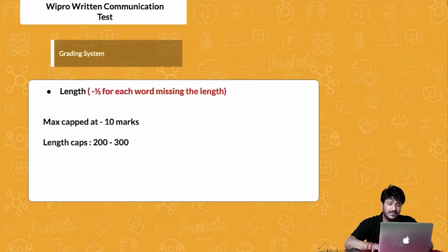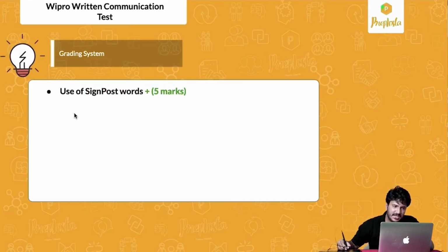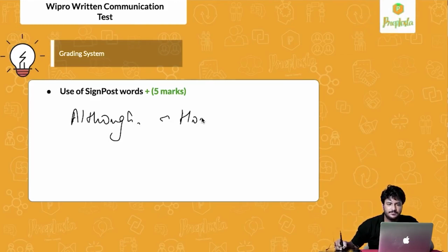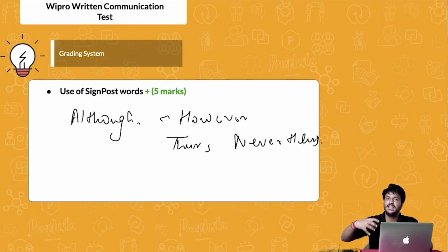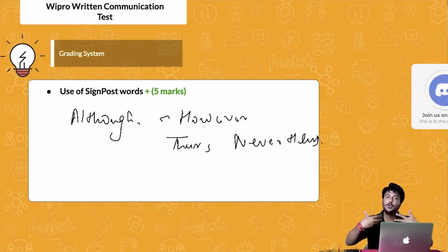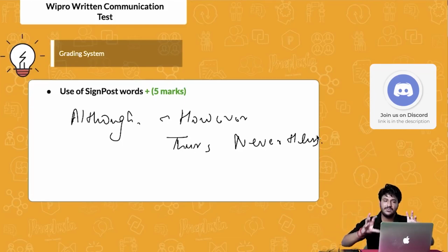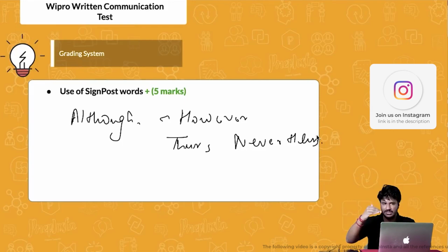The next one is very important, that is the use of signpost words. Now, what are signpost words? Signpost words are like although, however, nevertheless. All of these words convey a change in the idea. Although, however, because, all of these words convey, okay, this is the reason, this is the constructive idea. You can Google what signpost words are, and you will get the list of all those signpost words.